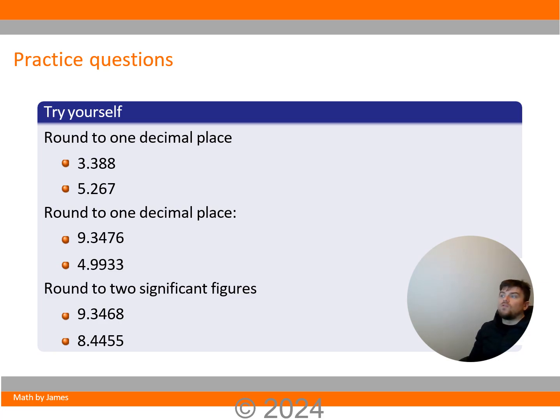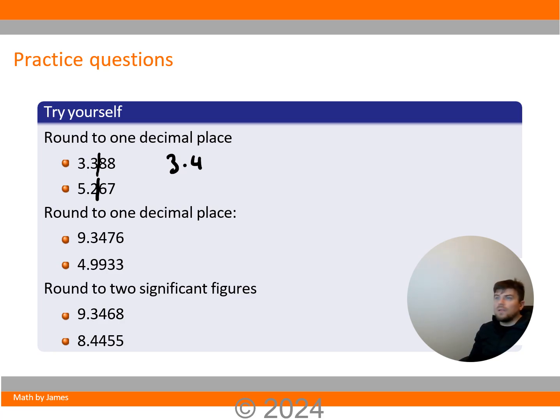So here, let's try these ourselves. Do pause, have a go at all of the questions. We are going to do them now, so we round to 1 decimal place. All we have to do here is split here. 8 is higher than 5, so we round up to 3.4, because it's between 3.3 and 3.4. Here, again, we split the number because it's 1 decimal place. We split between the tenths and hundredths.